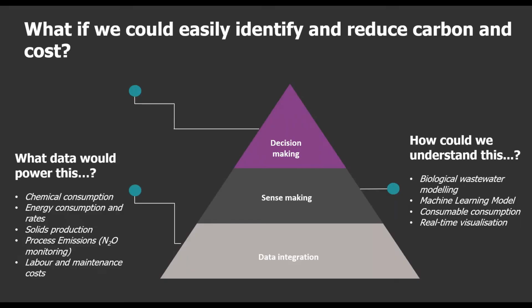So the challenge that we had was, could we come up with a way to identify hotspots in near real time, be able to try different control strategies and actually view trends and see if it was working. To build out a solution like this, we started by looking at what data is available. We need things like chemical consumption, energy consumption, solids production, process emissions. So we looked at what data was available on the site.